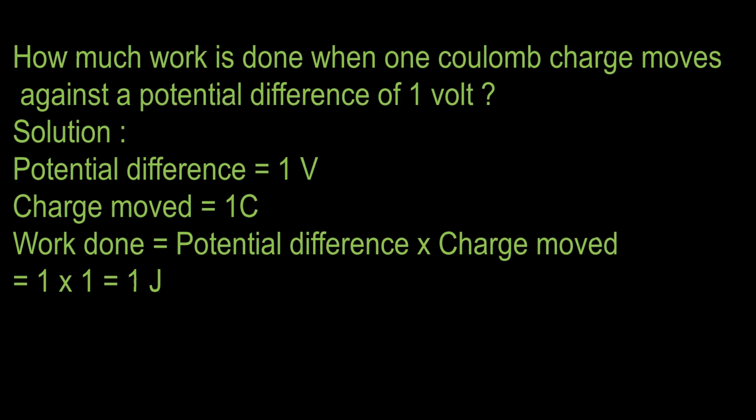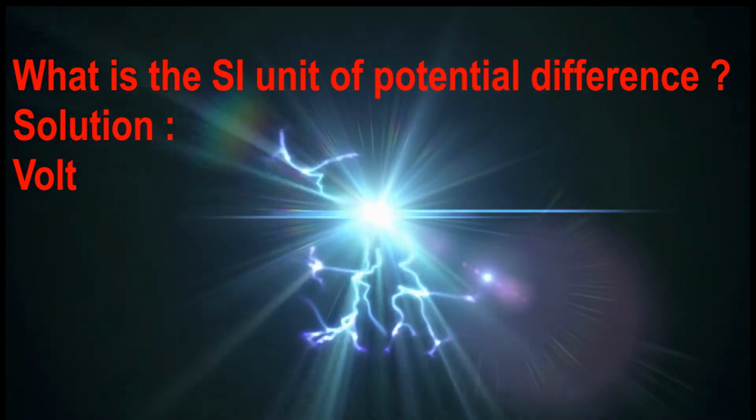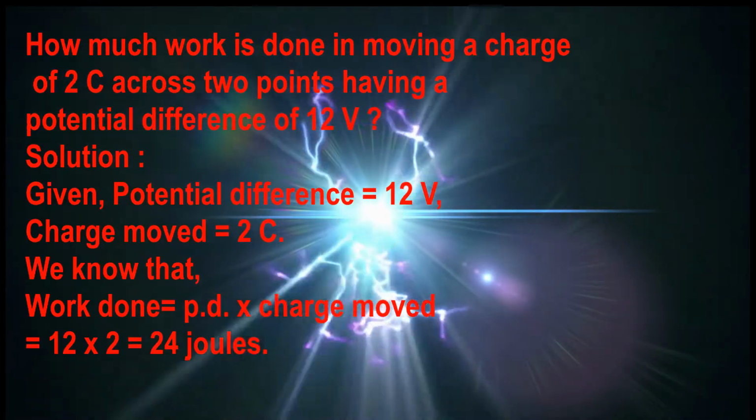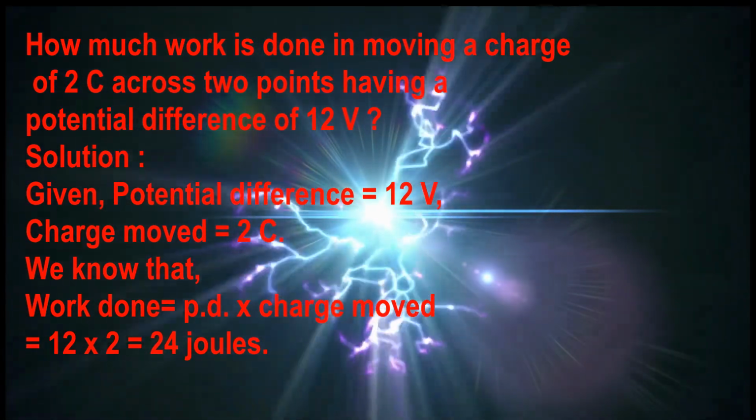How much work is done when 1 coulomb charge moves against a potential difference of 1 volt? Solution. Potential difference equals 1 V. Charge moved equals 1 C. Work done equals potential difference x charge moved, equals 1 x 1 equals 1 J. What is the SI unit of potential difference? Solution. Volt.